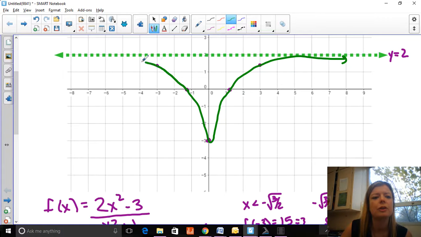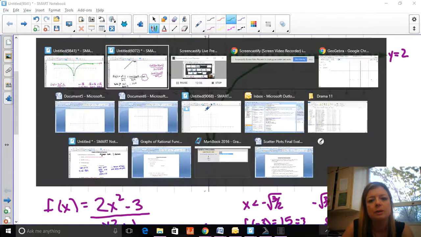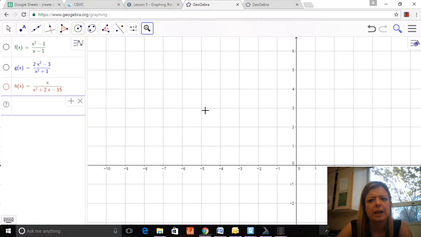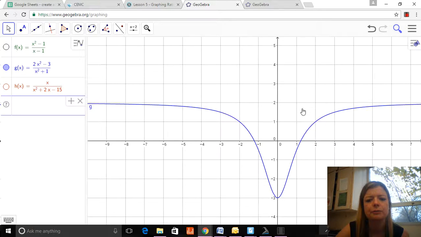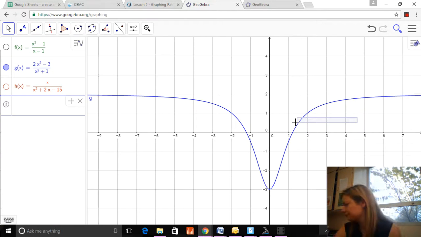Okay, if you weren't sure of the shape, you can just throw in some more x values and see what it looks like. Sorry, that's supposed to be approaching. So let's go over to GeoGebra and see what this looks like. So that's the function, and you can see it looks pretty similar to what I just drew. Okay, it has a minimum there at -3 and an asymptote at y equals 2, and there we go. We did a pretty good job.